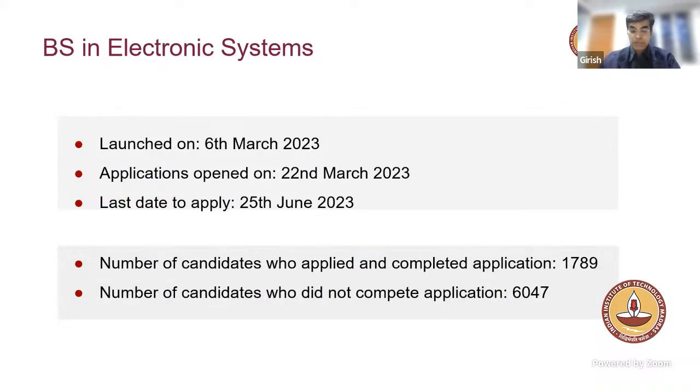So this is a very new program that we have launched. We launched this program in the month of March, 6th March to be precise. The applications were opened from 22nd March, and the last date to apply was 25th June. Till now, around 7,000 people have applied for this program, and the number of candidates who have actually applied and completed the application is 1,789. We have a large number of candidates who did not complete. They started the application midway, they stopped, and many of them have not completed.